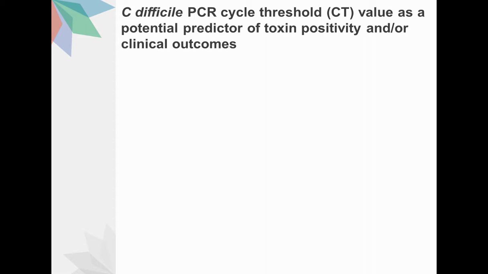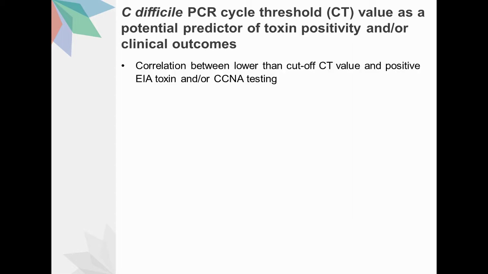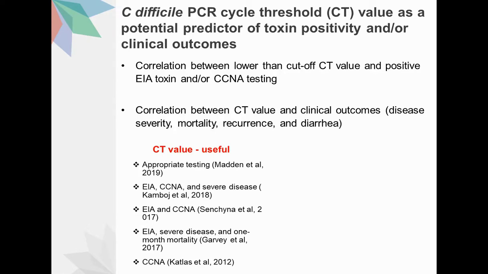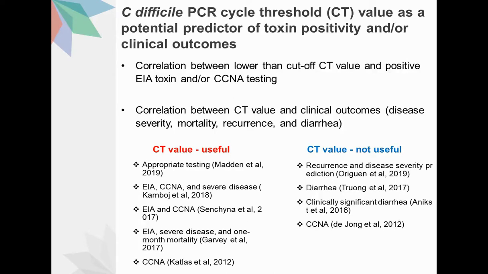Lastly, I would like to mention briefly about one more potential intervention to improve test utilization. It is C. diff PCR cycle threshold value. There are multiple studies that evaluated correlation between the lower than cutoff CT value and positive toxin EIA and/or CCNA testing results, as well as correlation between CT value and clinical outcomes such as disease severity, mortality, recurrence, and diarrhea. Some studies found significant correlation, whereas others found no significant correlation. Given conflicting data on clinical utility, validation studies at own institution would be necessary for introduction of PCR cycle threshold as a predictor of free toxin.